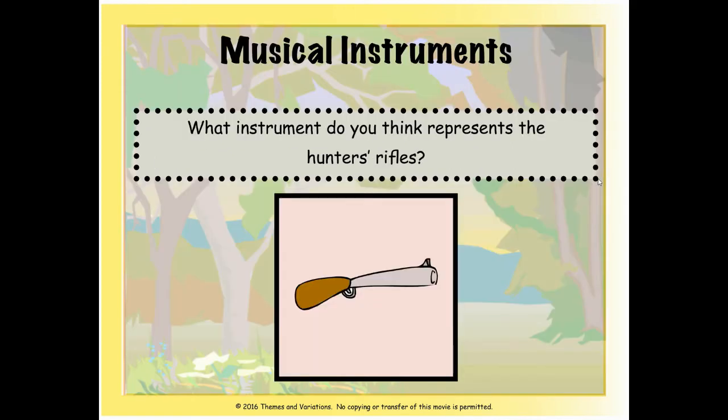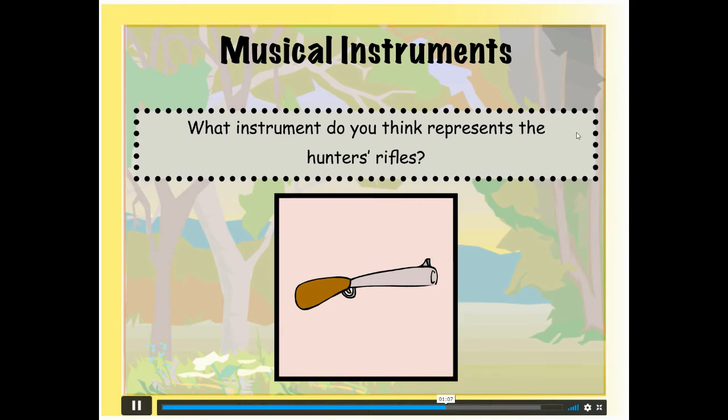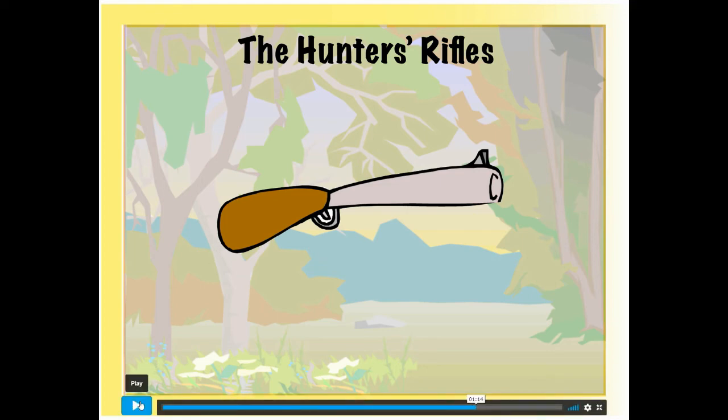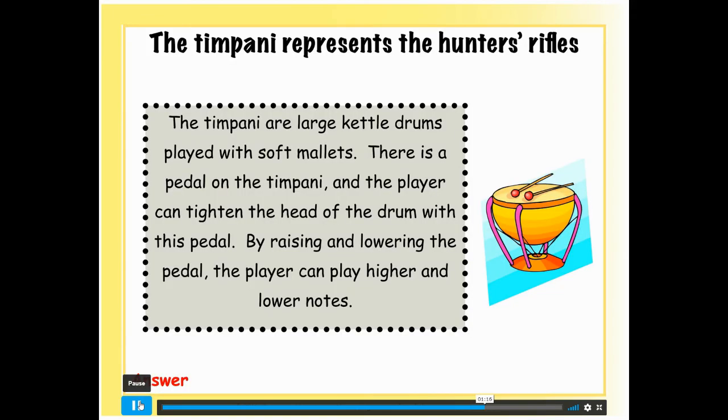What instrument do you think represents the hunter's rifles? Any guesses, friends? Any guesses before I go on? If you're thinking it's some sort of a drum, you're pretty smart. The timpani are large kettle drums played with soft mallets. There is a pedal on the timpani, and the player can tighten the head of the drum with this pedal. By raising and lowering the pedal, the player can play higher and lower notes. They call it a kettle drum because it looks like a really big soup kettle.